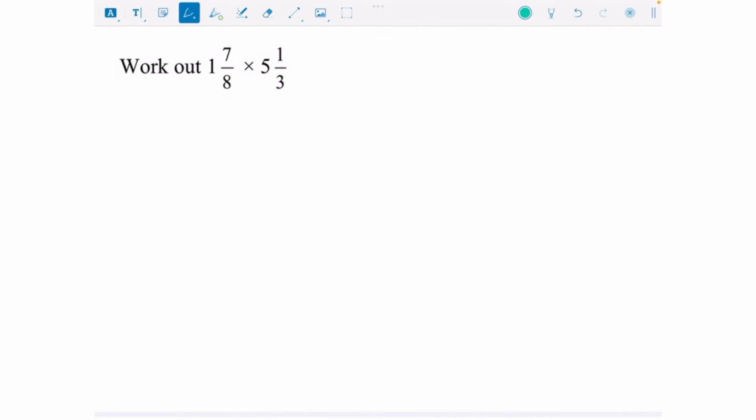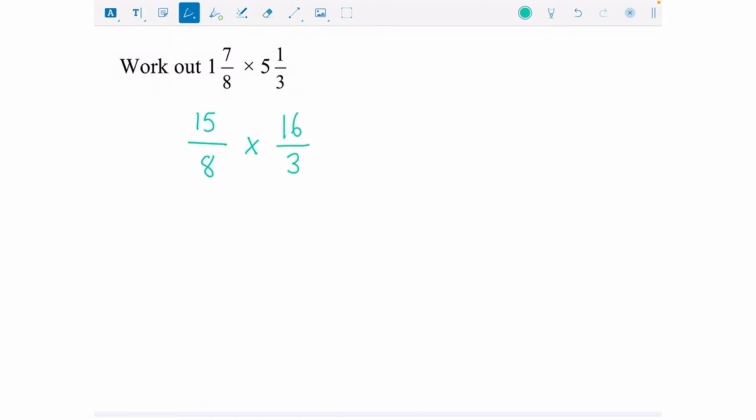Work out 1 7/8 multiplied by 5 1/3. Because we've got mixed fractions, we're going to make them top heavy. To do that, we do big times bottom, add on the top. So 1 times 8 is 8, add 7 is 15 over 8, stays out of 8. Multiplied by 5 times 3 is 15, add the 1 is 16 over 3.